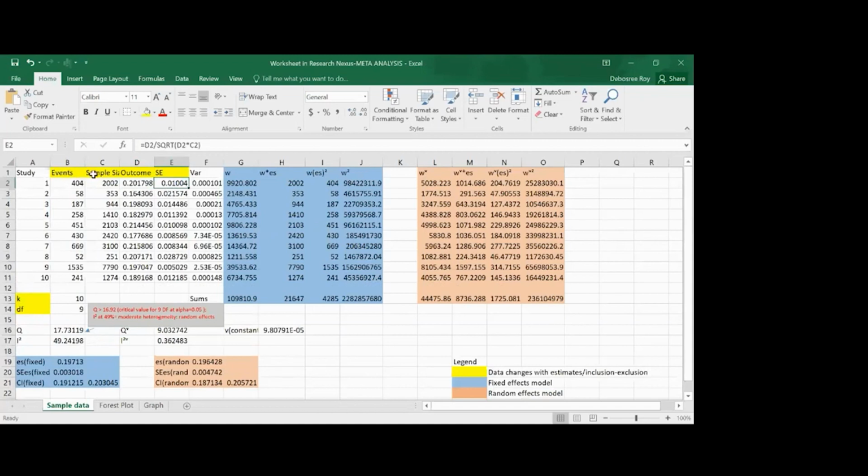So we have events, sample size, outcome. This is standard error. This is variance. This is the weight. This is the weight times effect size. This is the tau of the study. Sorry, not this one, but this is the tau, because the tau is only applied to random effects.